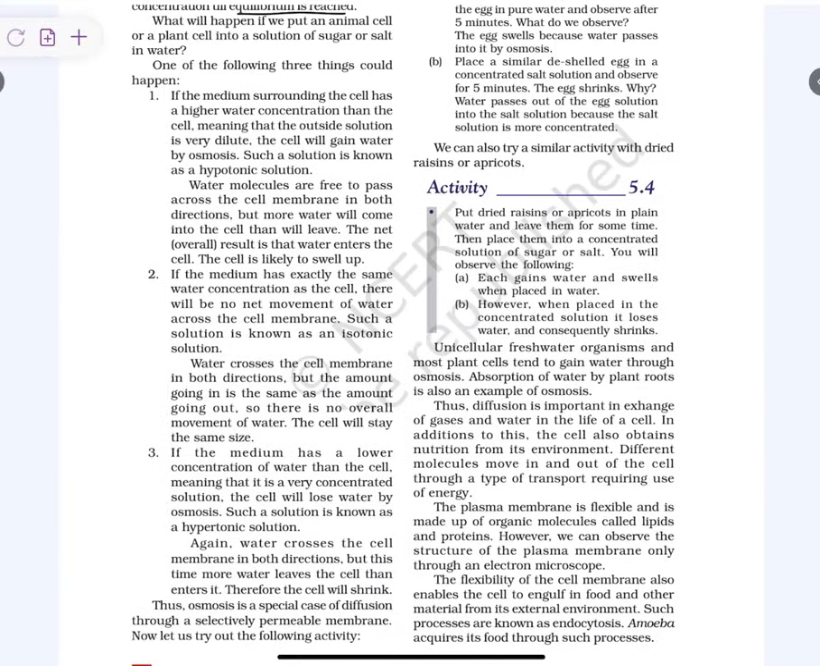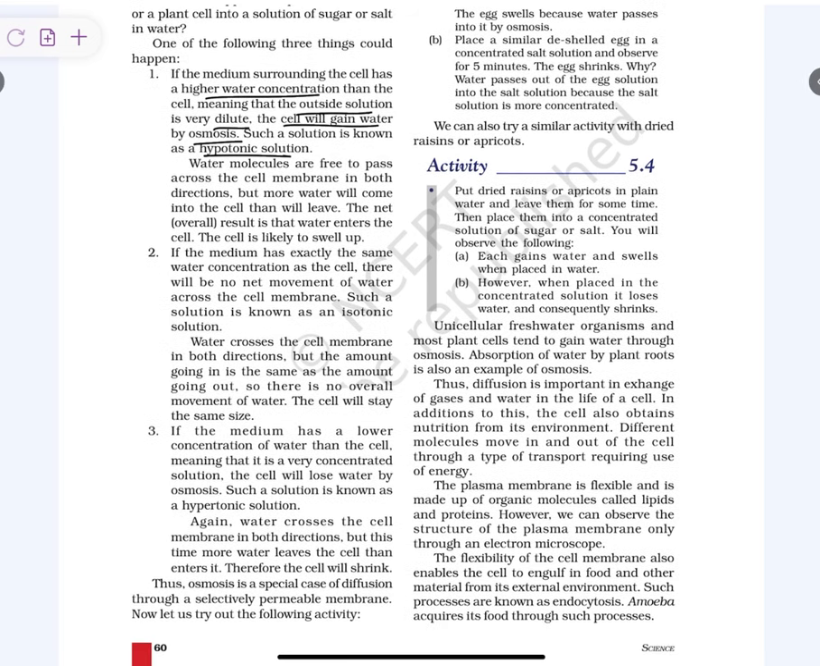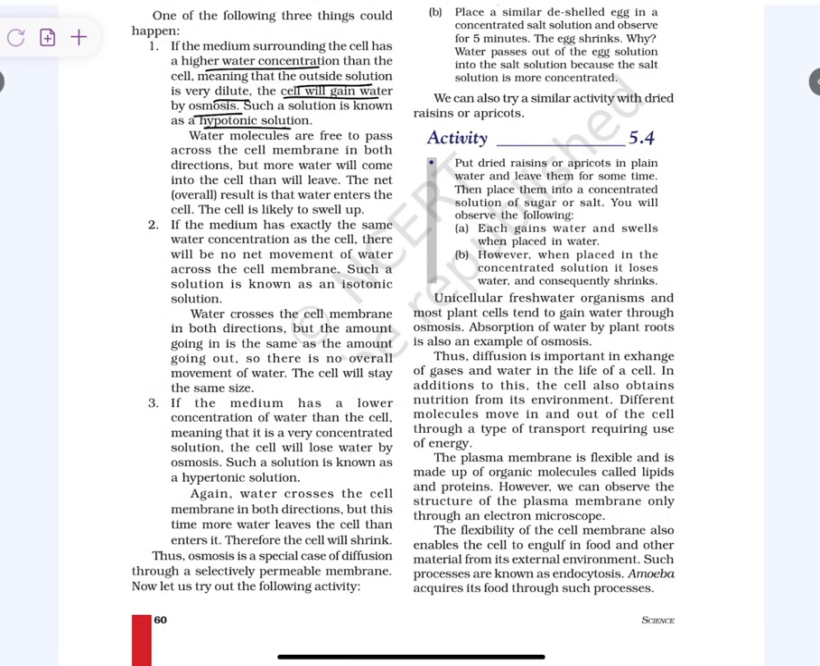Now, so here it is also written, first is hypotonic solution. If the medium surrounding the cell is high water concentration, means that the outside solution is dilute. So in that case, cell will gain water by the osmosis. Water molecules are free to pass across the cell membrane in both the direction, but more water will come into the cell than will leave.